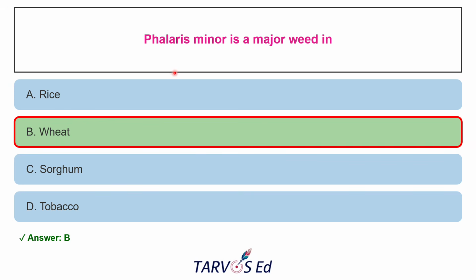The next question is Phalaris minor is a major weed in which crop? So the options given for this are rice, wheat, sorghum, tobacco. So the common name of Phalaris minor is canary grass. It is a grassy weed, usually prevailing in wheat. So it looks almost like wheat in the early stages. It looks similar to wheat. So farmers may confuse it with the wheat. So they used to call it a mimicry wheat because it resembles the wheat crop.